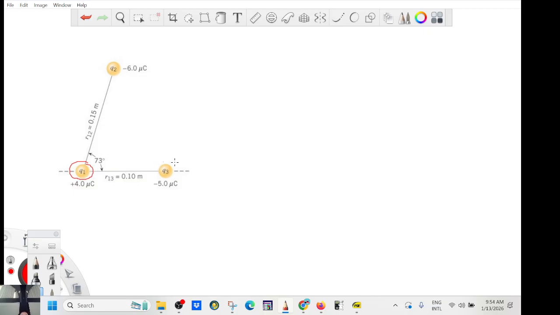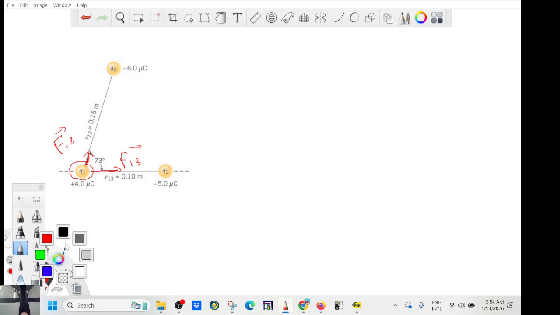What's going on? Plus, minus, attract. So they're going to like each other. Yeah, I like you. And you have a plus and a minus. Oh, I like you too. Okay. F12. Agree? So that way you know where you are going. We are supposed to find a net force in the first quadrant. Looks like it's a first quadrant.